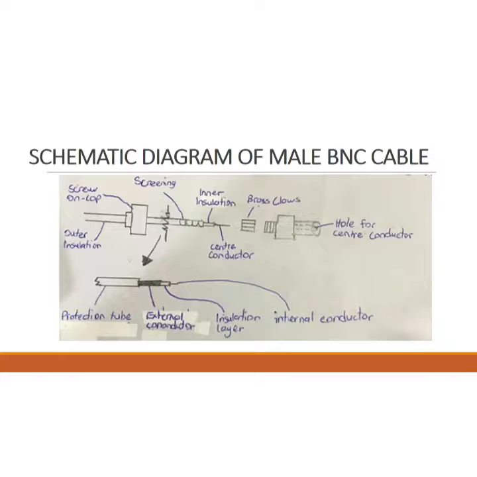The first part of the external structure is the outer insulation. Second is the screw on the cap to close the hole of the center contactor. Then the screening and inner insulation, center contactor, brace clamps, and hole of the center contactor. And the internal part consists of the protection tube, external contactor, insulation layer, and internal contactor.